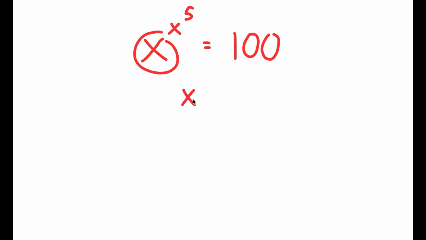Alright, so in this video, I'm going to be teaching you guys how to solve the equation x to the power of x to the power of 5 is equal to 100. So my only variable in this equation is x, but it's there twice. So this is what I'm going to be solving for. And now for my solution.